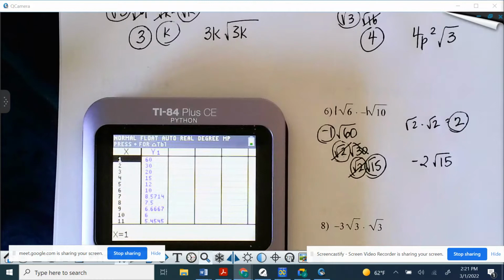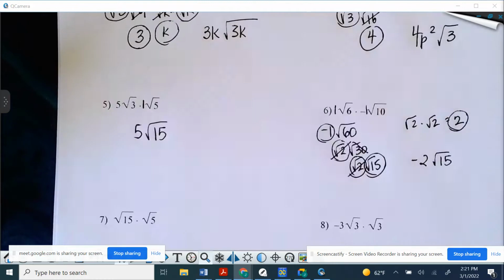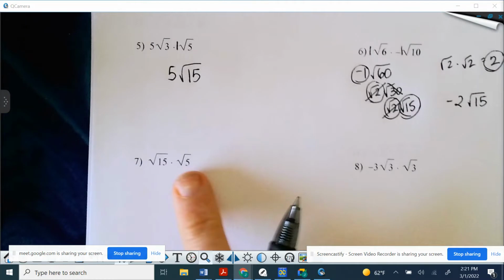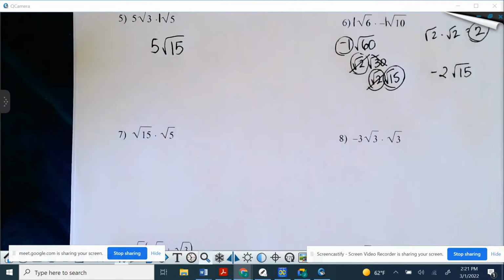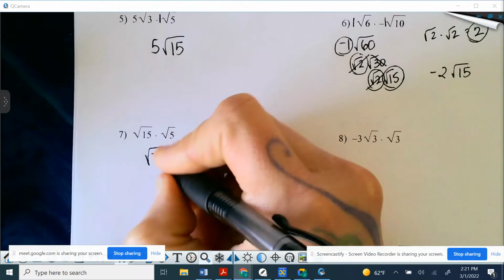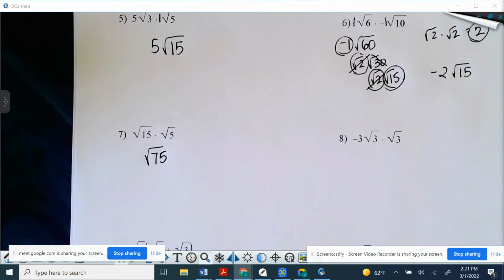And that's your answer for that one. Number 7, so 15 times 5. Oh, sorry. 15 times 5 gives us 75. But don't stop there, because again, you want to make sure you know whether or not you can reduce it.